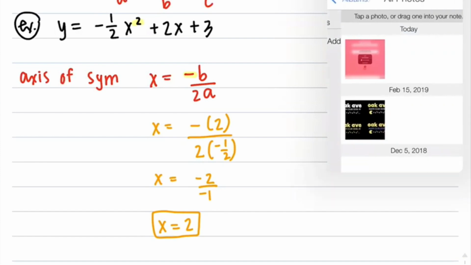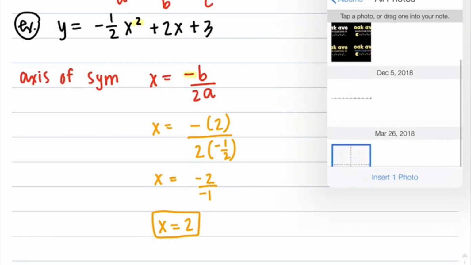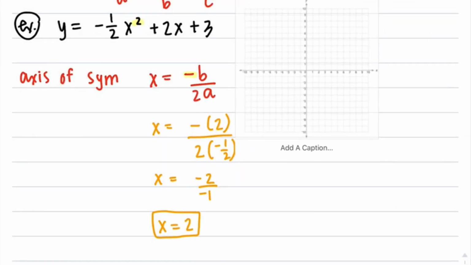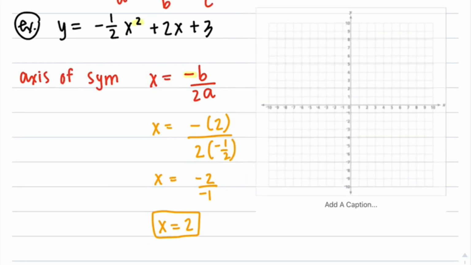All right, and so let's go ahead and talk about what this looks like if we were to graph it. So I'll go ahead and put a graph here for us. There you go.